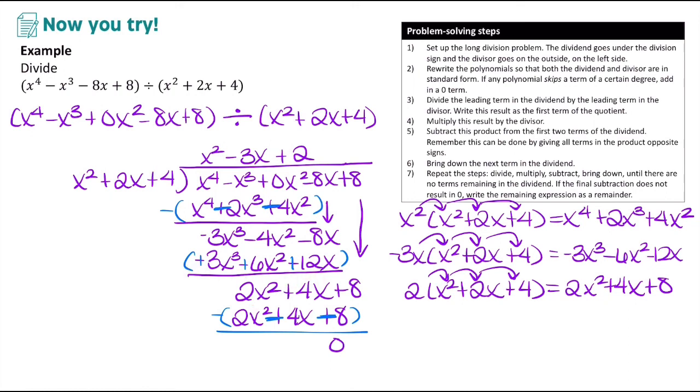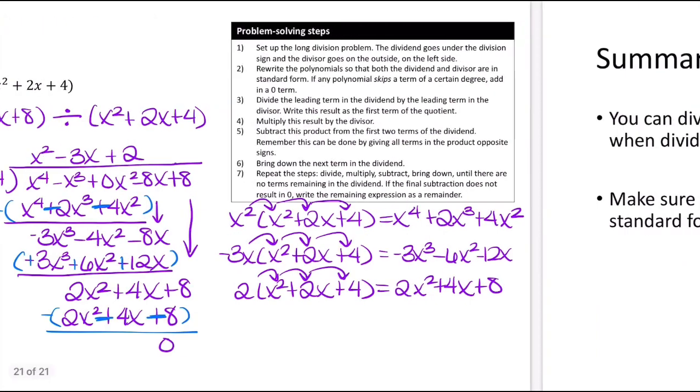And then it gives me 2x squared plus 4x. Then I brought down the plus 8. And then I did 2x squared divided by x squared, which is plus 2. 2 times the divisor gives me this polynomial here, which I then subtracted. And I have a remainder of 0. So x squared minus 3x plus 2 is my quotient.